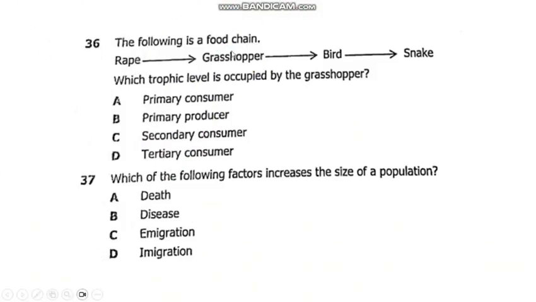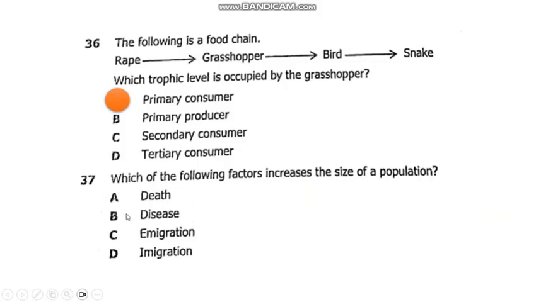The following is a food chain. So we have grass that is being eaten by the grasshopper, the grasshopper being eaten by the bird, being eaten by the snake. So which trophic level is occupied by the grasshopper? So the grasshopper here is the primary consumer. Question 37. Which of the following factors increases the size of the population?